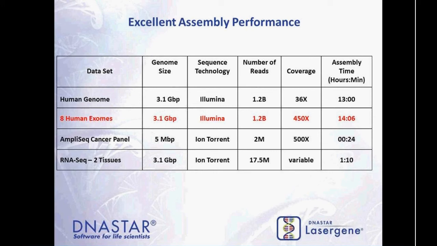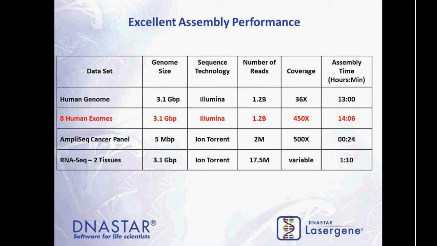We have more benchmarks on our website that go into more project types. But to give you an idea, human genome assemblies can be over 1 billion Illumina reads at 36x coverage and take about 13 hours to assemble. The data sets that we're going to look at today are exome data sets. Depending on how many you pool together, the project can be 1 exome or multiple exomes.